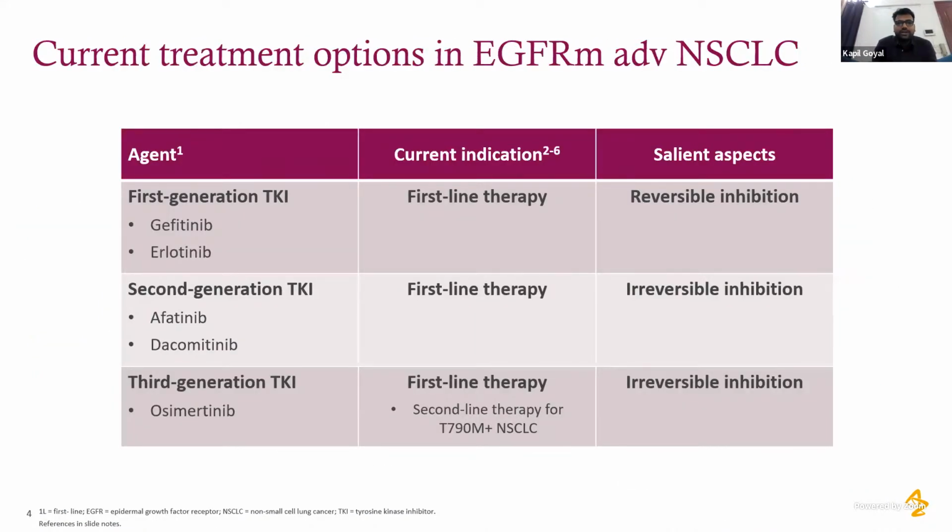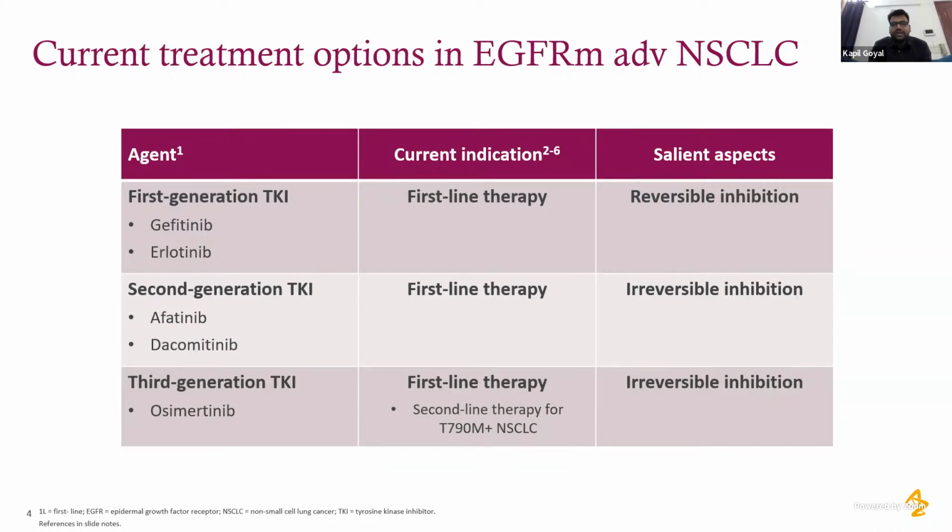If we look at the current treatment options for EGFR mutated advanced NSCLC, the first-generation TKIs like gefitinib and erlotinib are an option. They do reversible inhibition. Mostly we are using them in patients who cannot afford osimertinib. Second-generation TKIs like afatinib and dacomitinib also have irreversible inhibition of EGFR, and they are usually selected, particularly afatinib, in rare EGFR mutations, which are not usually targeted by osimertinib or gefitinib or erlotinib.